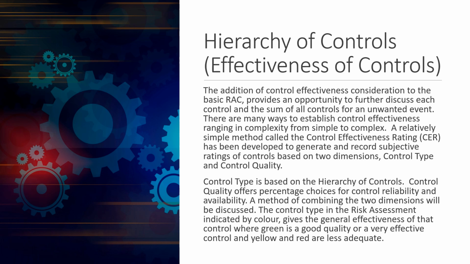Now, the control type is based on the hierarchy of controls. The control quality offers a percentage of choices for control reliability and availability. This method of combining those 2 dimensions will be discussed. So the control type in the risk assessment is indicated by those colors, the green, yellow, and red. And this gives the general effectiveness of that control, where green is good quality or a very effective control, and yellow and red are obviously less adequate. However, we still want to have that control quality. What is the percentage of control that we are getting?